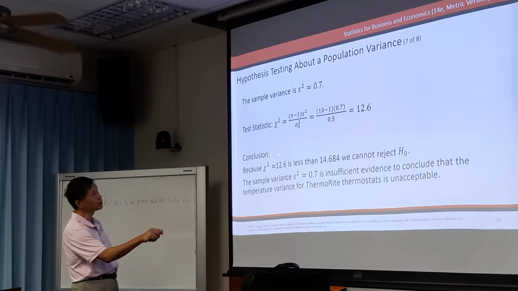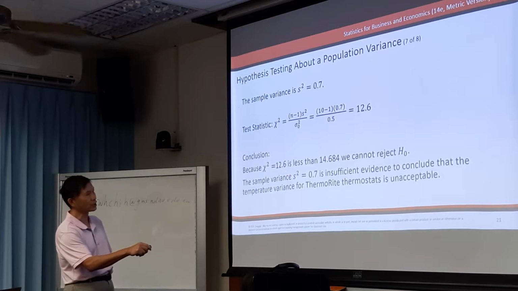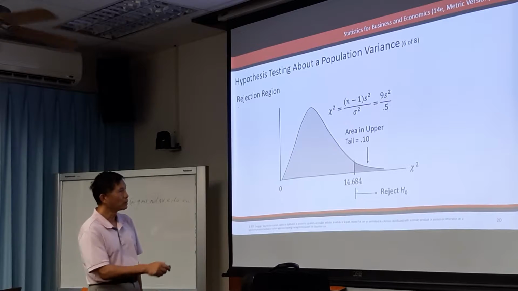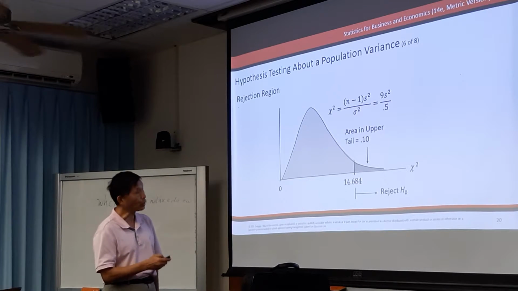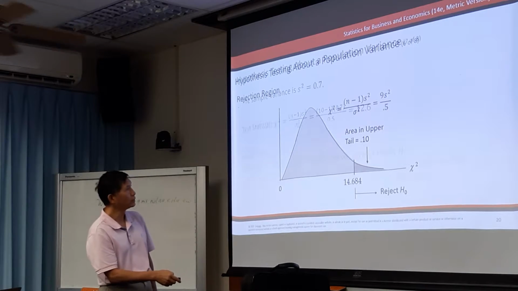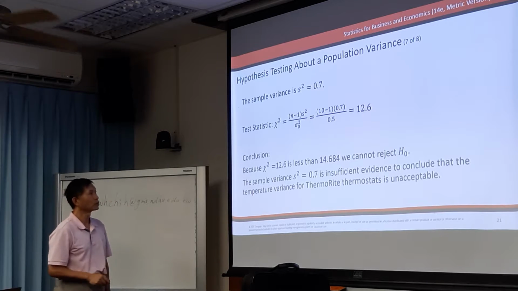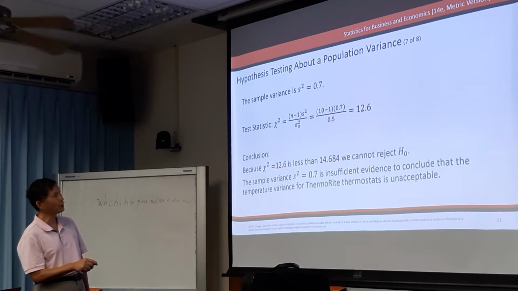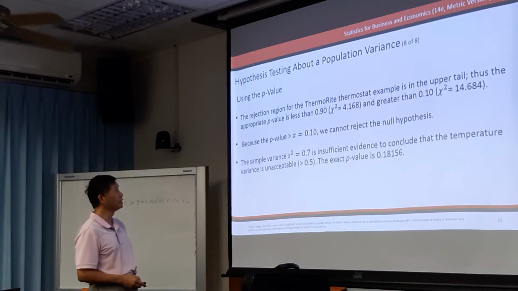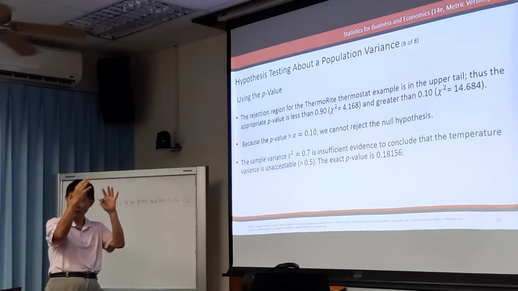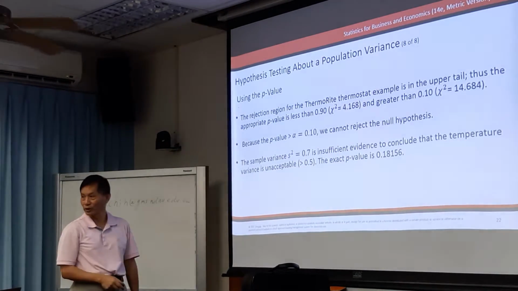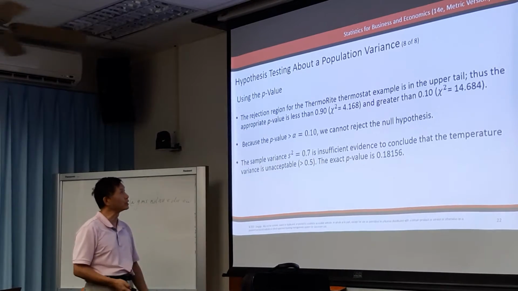And since your chi-square value is 12.6 and the table value is 14.684, which depends on the degree of freedom and the alpha value, from the critical value point of view, since the chi-square value is 12.6, it's less than the table value, so not rejected. How about the p-value? We can see it from the table. The p-value, following the Atlantic Ocean, is larger than 10%, so it's not rejected. So the conclusion will be the same.